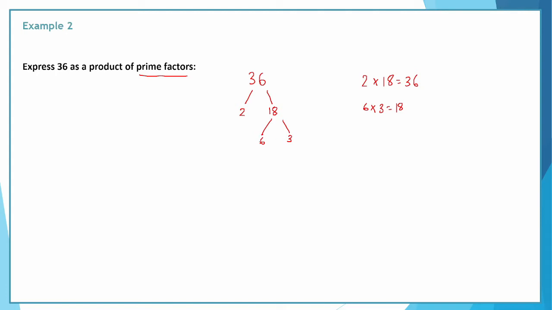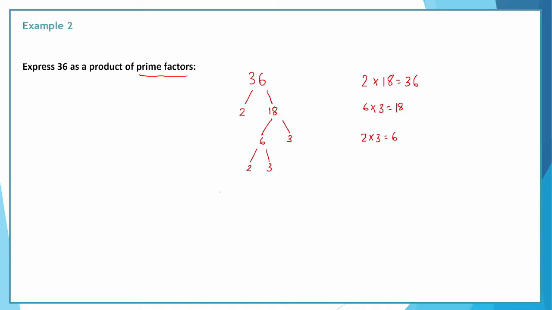Is 6 a prime number? No. So we're looking at two numbers that multiply together to give us 6. We can pick 2 times 3. That gives us 6. So we put 2 and 3 here. And then we look at these numbers. Both of these are prime numbers, so we stop making the tree now.